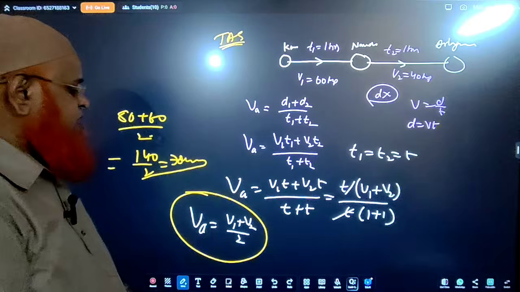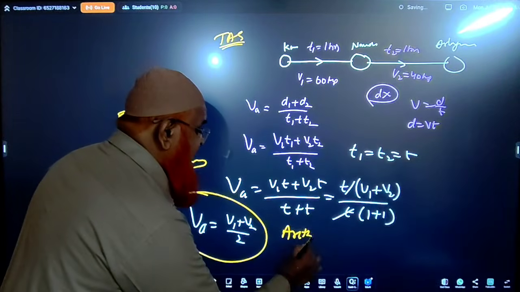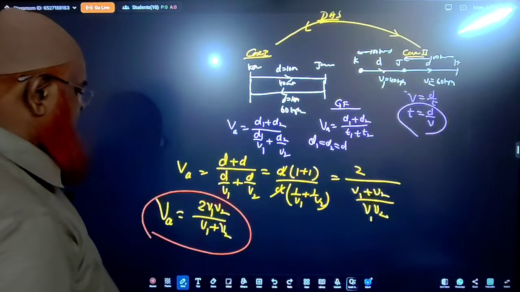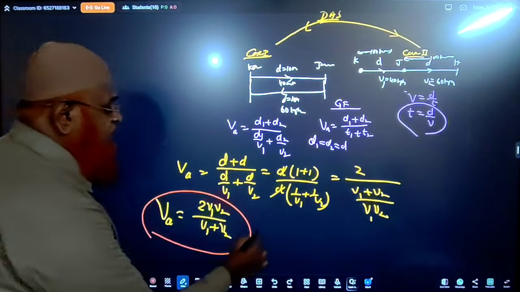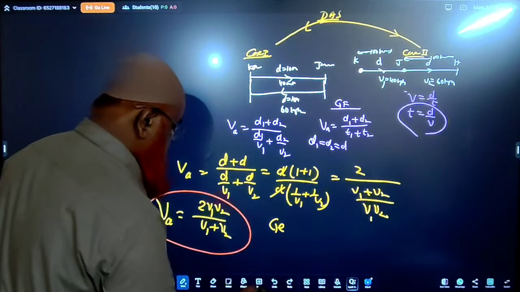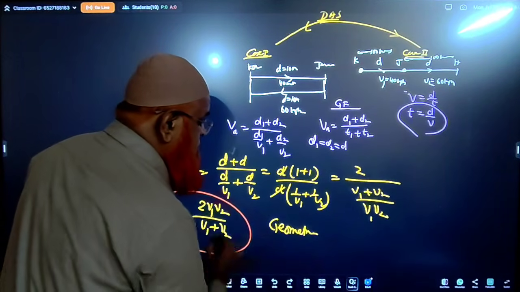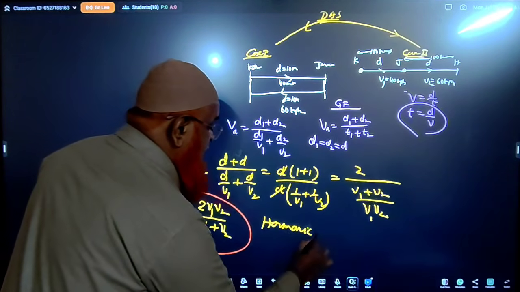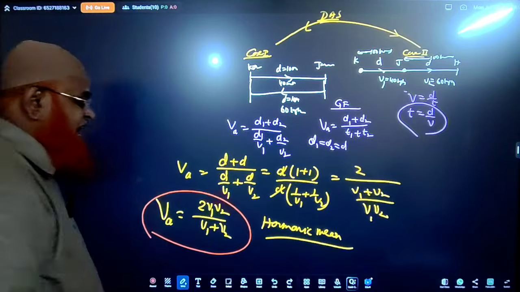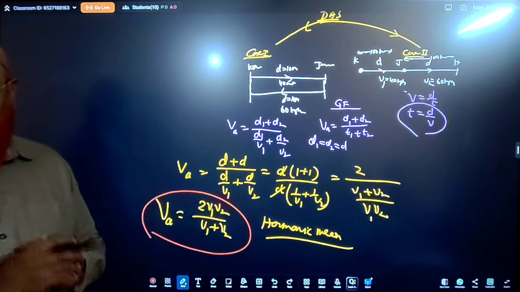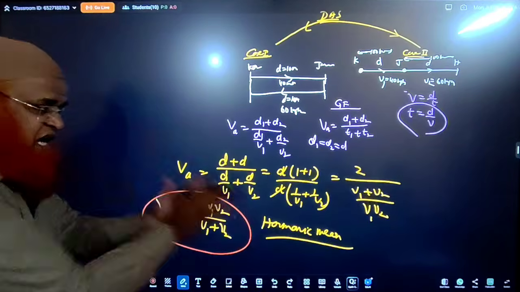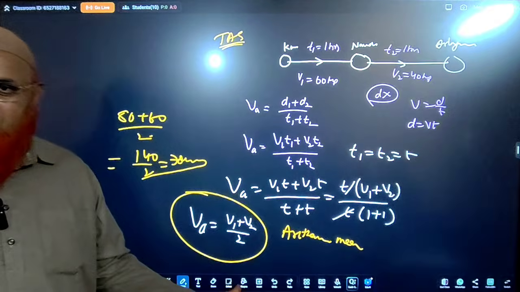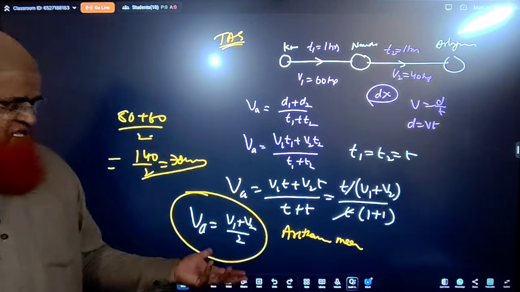What do we call this general average? In mathematics, we call it arithmetic mean. So whenever these type of formulas come, we call it arithmetic mean, maths law, general average. And the other formula, 2v1 v2 by v1 plus v2, is called harmonic mean, or harmonic average.